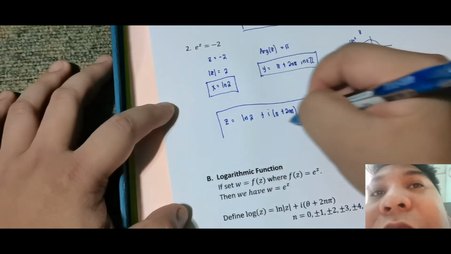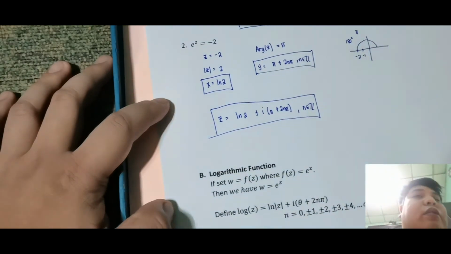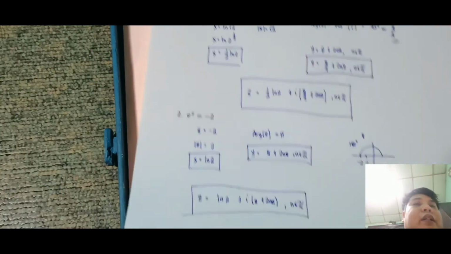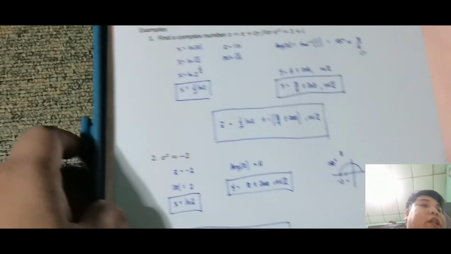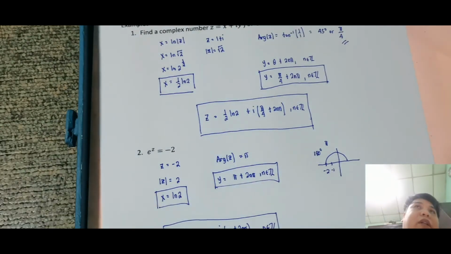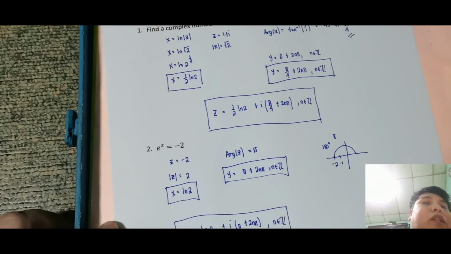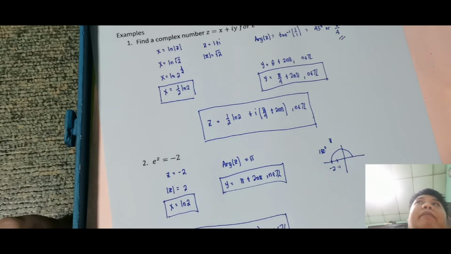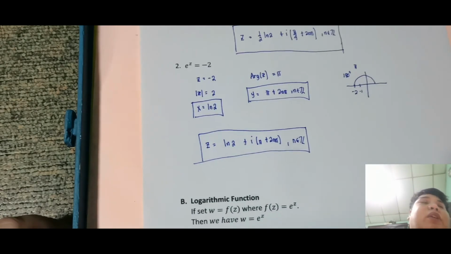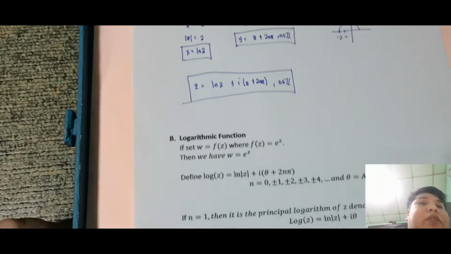So, huwag kalimutan ilagay ito, yung condition sa dulo. Okay, so ganyan lang kasimple yung ating solving sa exponential function. So, hahanap ka lang representation niya in which makukuha natin yung kanyang parang equivalent complex number.